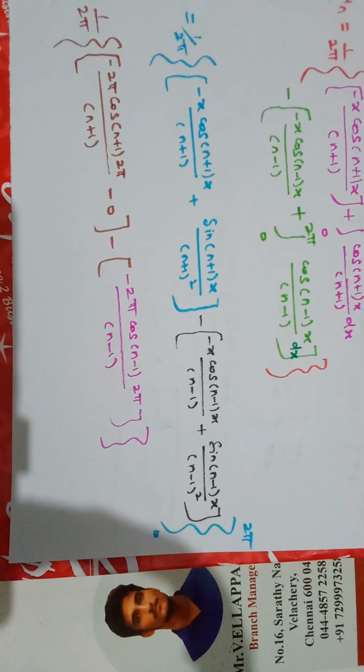So commonly I have put the limits 0 to 2 pi. So wherever we have x, substitute first 2 pi and then minus the lower limit 0. Okay, now this is a term.